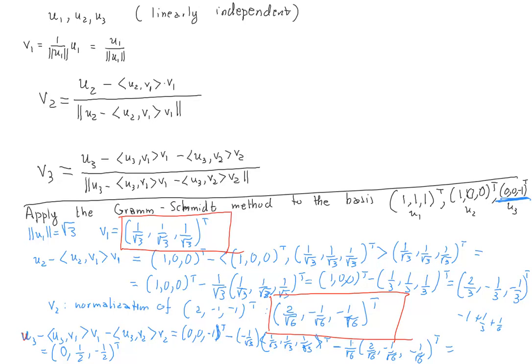The square root of 6 came from the fact that the norm of this vector is square root of 6. You need to normalize. Think about it. It's square root of 2 squared, which is 4, plus negative 1 squared, which is 1, plus negative 1 squared, which is also 1. So that's square root of 6. That's where it came from. And this example is very, very nice because of the algebra that you have, the different operations that you need to do.